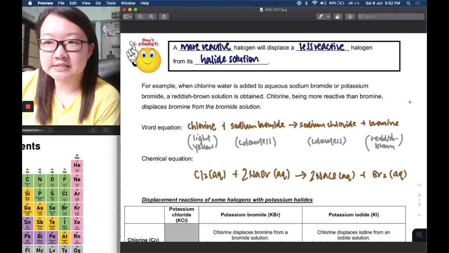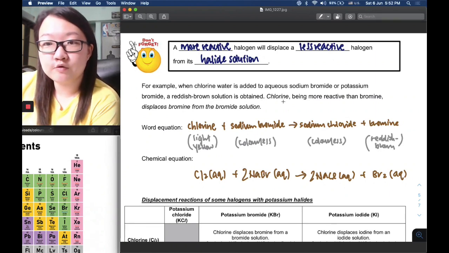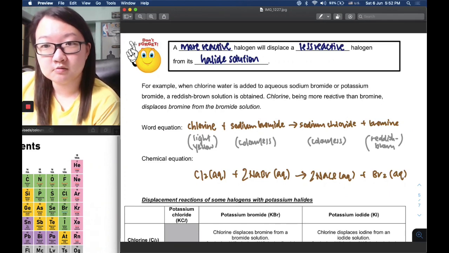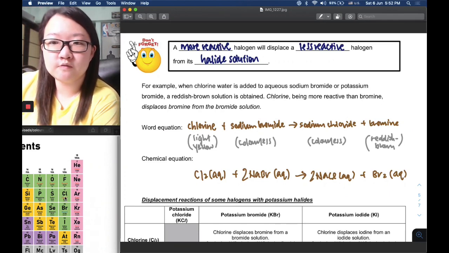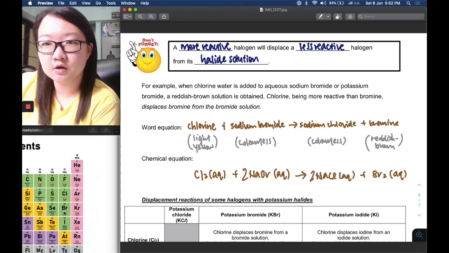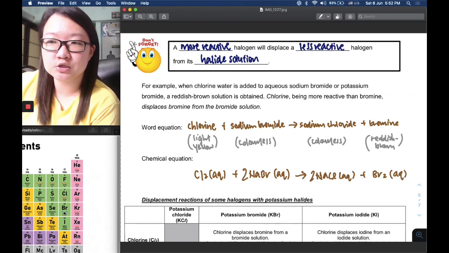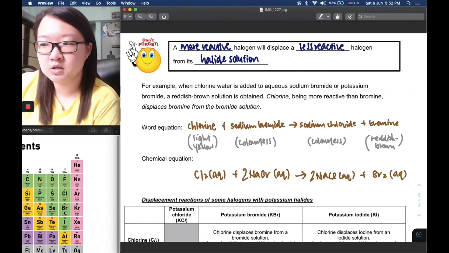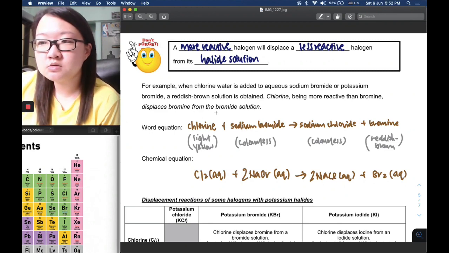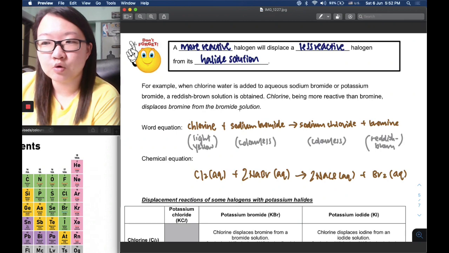If we look at the example, over here it says when chlorine water is added to aqueous sodium bromide or potassium bromide, a reddish brown solution is obtained. So over here we know from the periodic table that chlorine is more reactive than bromine, right? So again, chlorine is above bromine, so the tendency of it gaining that one electron to form the stable octet is a lot higher. So in this case, chlorine is able to then displace bromine from the bromide solution.